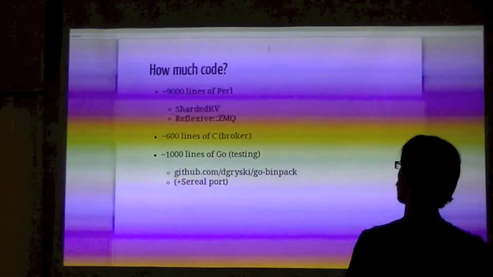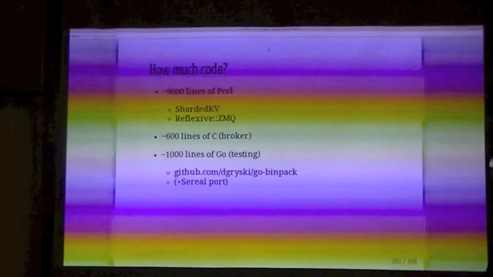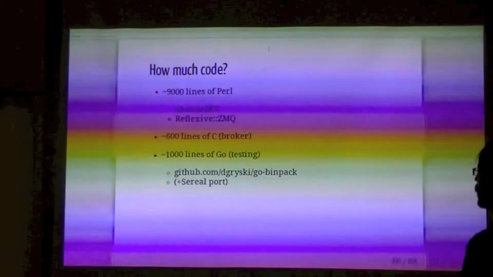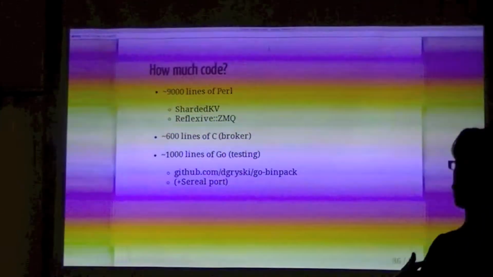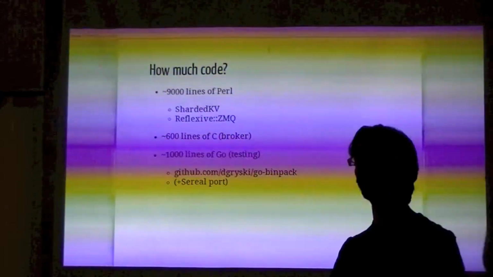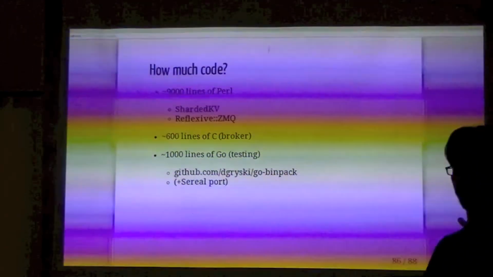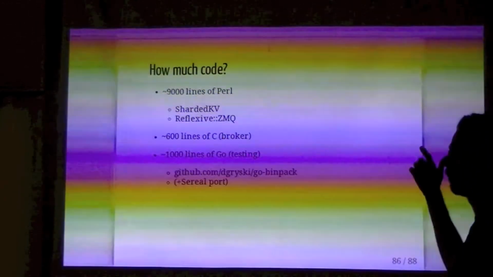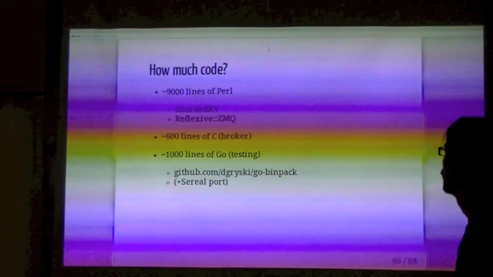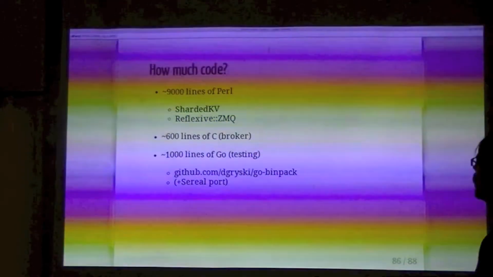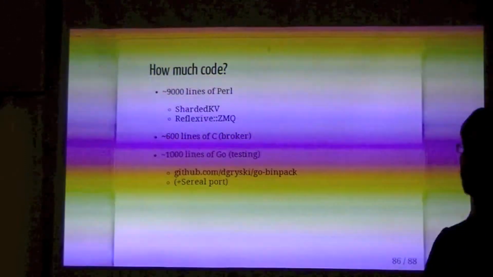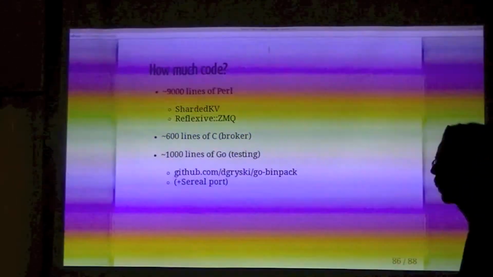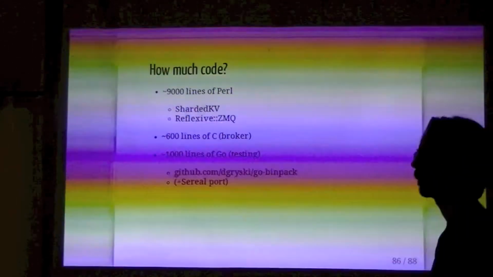How much code? About 9,000 lines of Perl. Almost all of that is error checking. We've got 2 modules out of that on CPAN. Sharded KV, which is the sharded key value store with Redis and MySQL backends, using the consistent hash algorithm Kedema that has options for key migration, which we use directly from CPAN. And Reflexive ZMQ, which is Reflex bindings for 0MQ, which works sufficiently well for us. I think the worker uses that, and that's it.